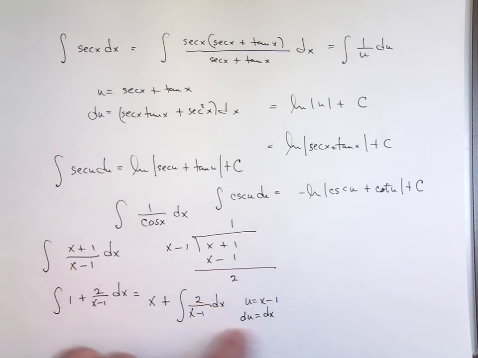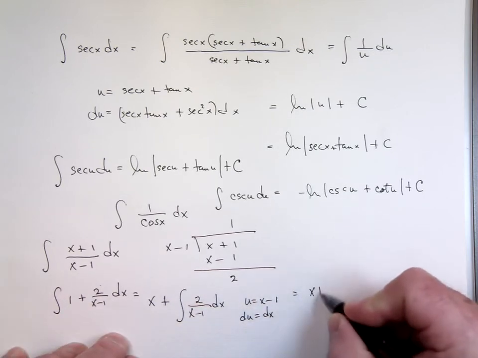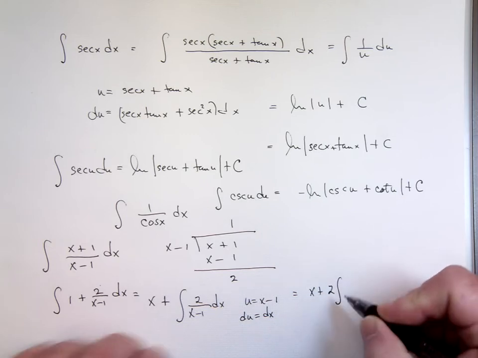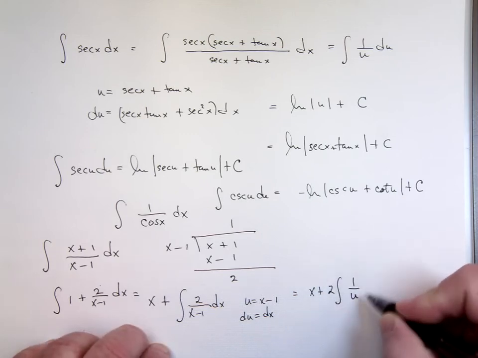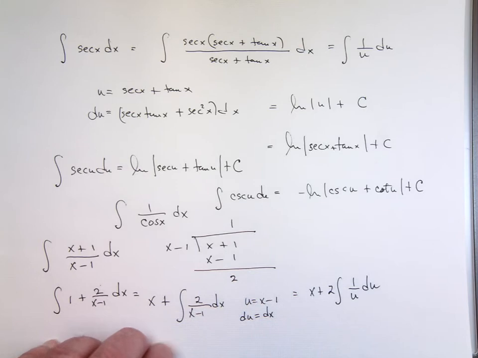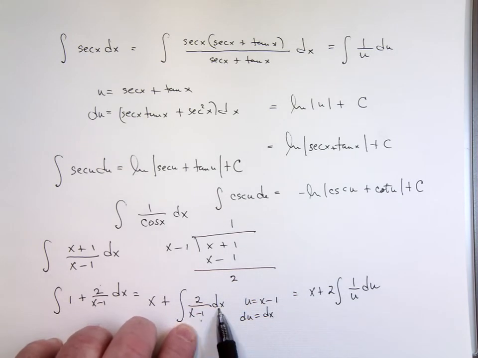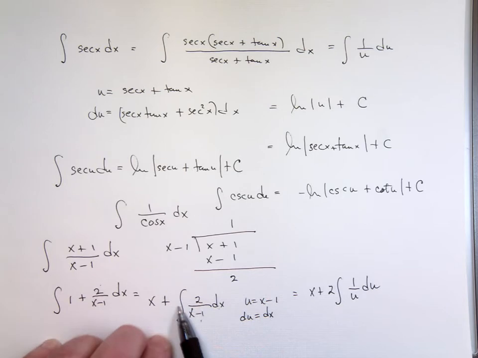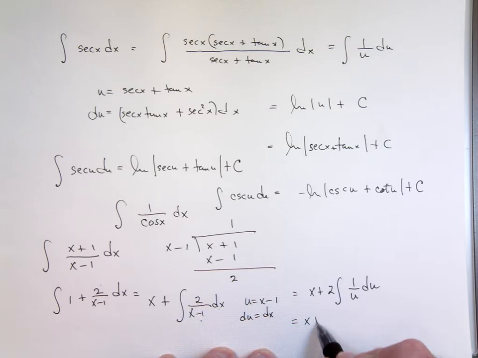So we have x plus 2, the integral of 1 over u du. Okay? U is equal to x minus 1, du is dx. This is 1 over u du. You can take the 2 out front. So, x plus 2, natural log, absolute value of u. We'll see. Okay?